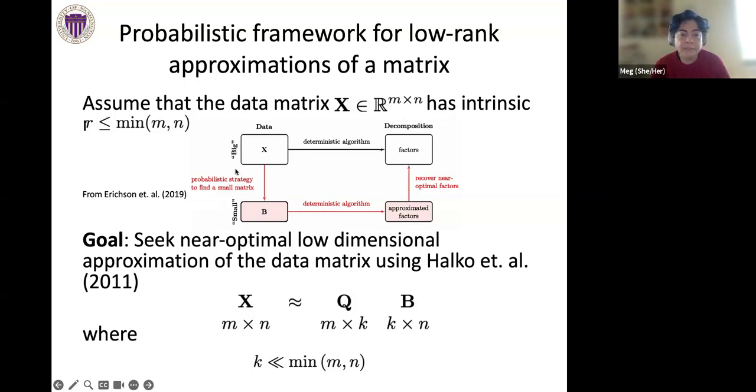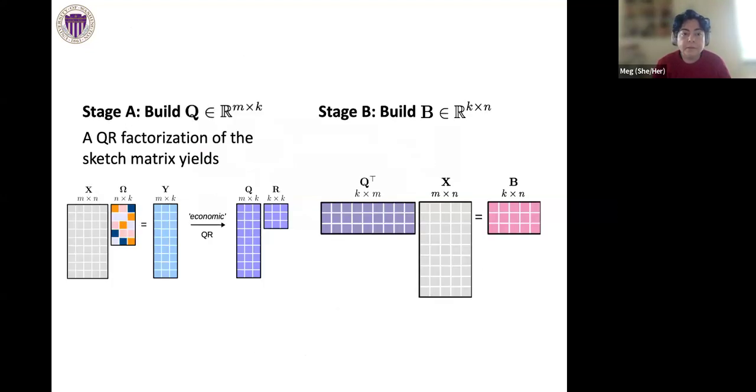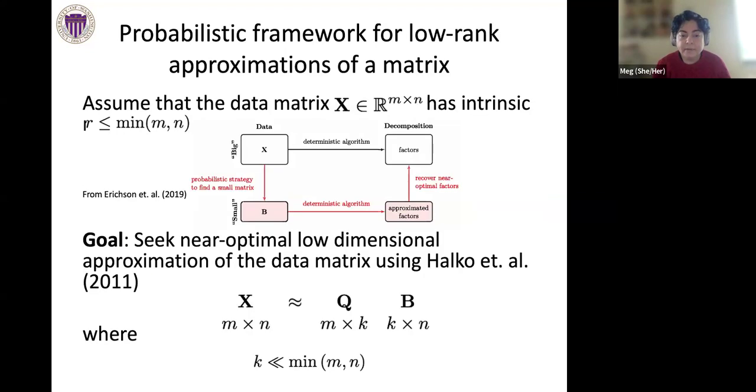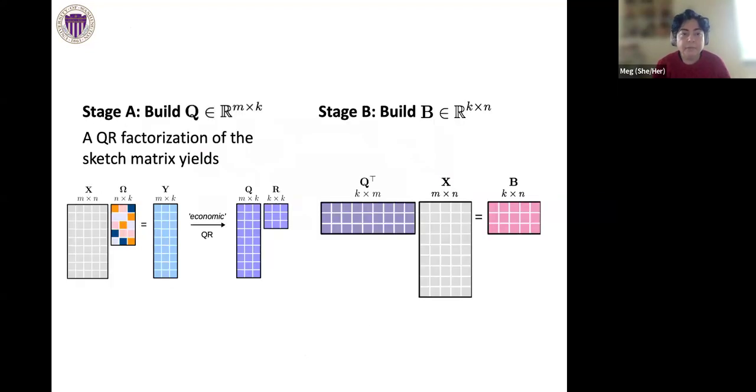Several probabilistic strategies have been proposed to form the smaller matrix B. We use the Halko method, which is called a QB decomposition, which decomposes the input matrix X into an orthonormal column matrix Q and the much smaller matrix B. Here K is the desired rank that I want to truncate to. So the first stage is to build the matrix Q.